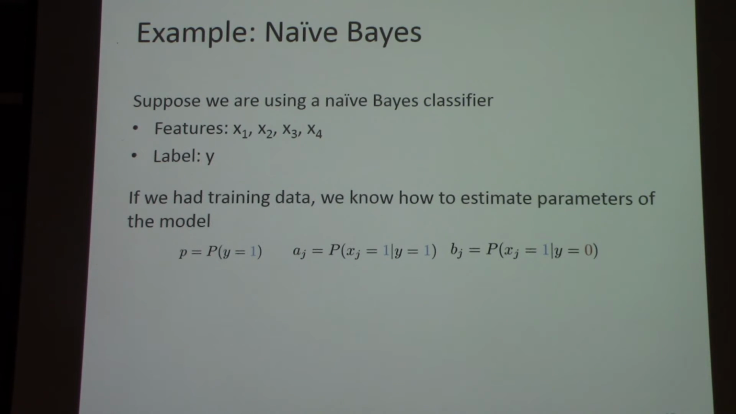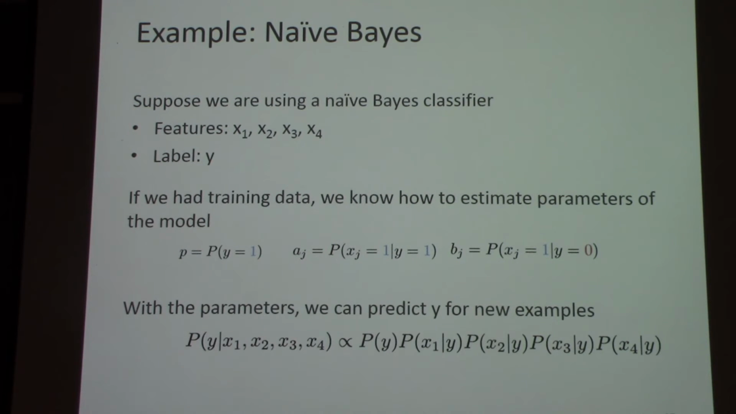The prior, that is saying what's the probability that the label is 1 in the absence of any feature, and the likelihoods for each feature, the class conditional likelihood. The probability that the jth feature is 1 when the label is 1, and the probability that the jth feature is 1 when the label is 0. If you knew these numbers, A, B and P, then you can just predict labels.